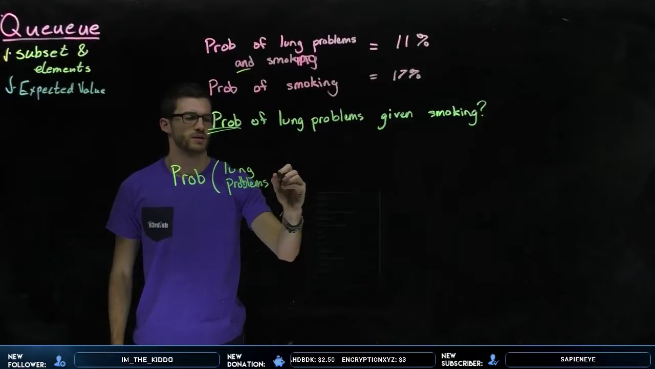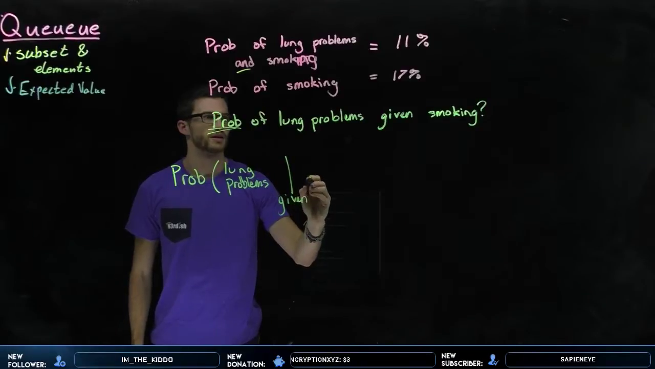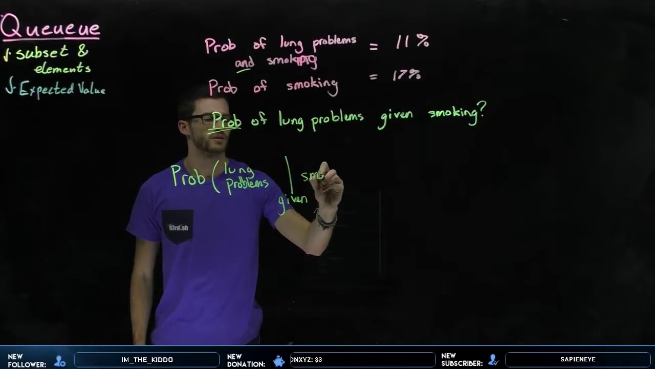Problems. I'm going to write this line here. That's what that signifies: given. Given that we have a smoker.